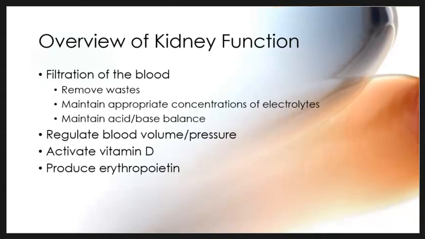So our kidneys are responsible for filtering our blood by removing waste, maintaining appropriate concentrations of electrolytes, and maintaining an acid-base balance. They also help regulate blood volume and pressure, activate vitamin D, and are responsible for producing erythropoietin. If the kidneys fail, waste products will accumulate in the circulation and a disequilibrium of fluids and electrolytes will occur.